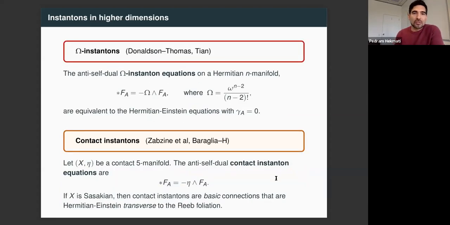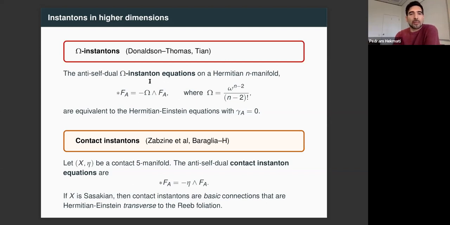And so foliations, you stumble upon them if you start looking into a generalization of instantons to higher dimensions. This kind of equation was studied in the 80s by physicists, and it was popularized in the mathematics literature by Donaldson and Thomas in the late 90s.